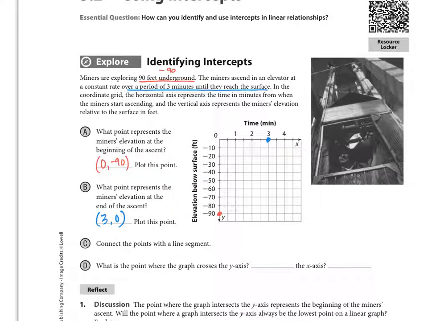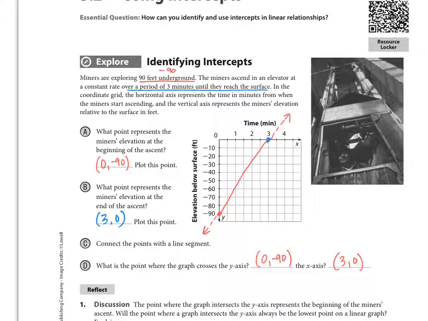Part C, we're going to connect these points with a line segment. I'll try my best to draw a straight line here. And then what's the point where the graph crosses the y-axis? You don't necessarily have to do this, but imagine this line is going on forever. Then it's crossing the y-axis at 0, comma, negative 90, the very first point that I put down. And then it crosses the x-axis at the point 3, comma, 0.